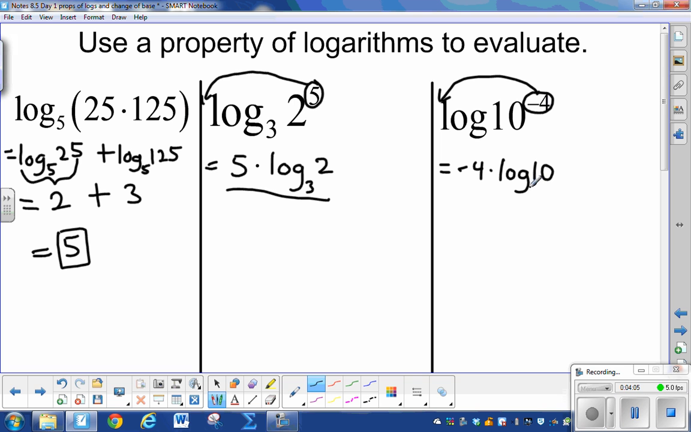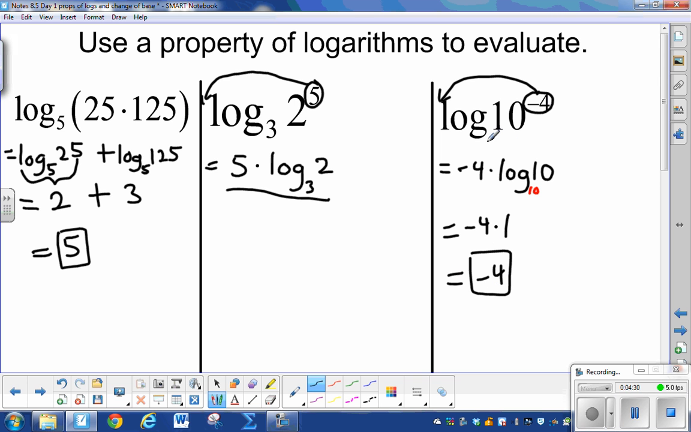Now, it is important that you remember when you don't have any log there, it's actually the common base, which is log base 10. So no log there means that you should be imagining like there's a 10 there. So if you think of this as negative 4 times whatever this thing is, and this thing is 10 to what power is 10? 10 to the first power is 10. So it's negative 4 times 1, which is just a negative 4.